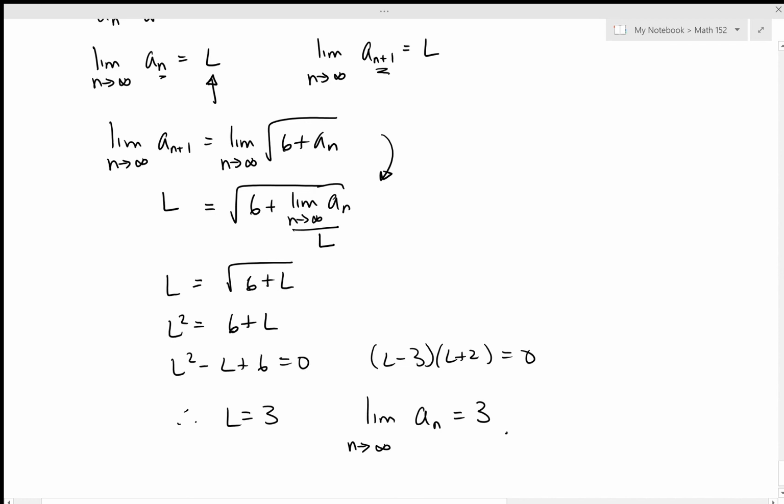Okay, so that was a recursively defined sequence. We showed that it was increasing, we showed that it was bounded, and then we found its limit. That is by far the most difficult problem in this lecture.